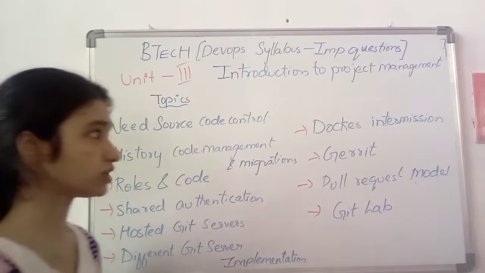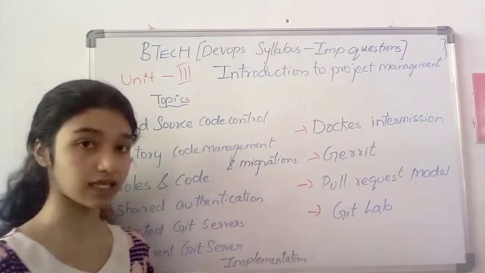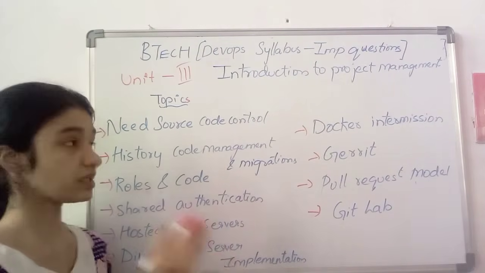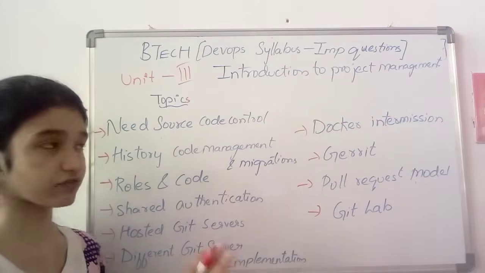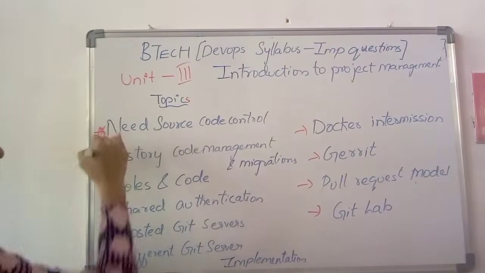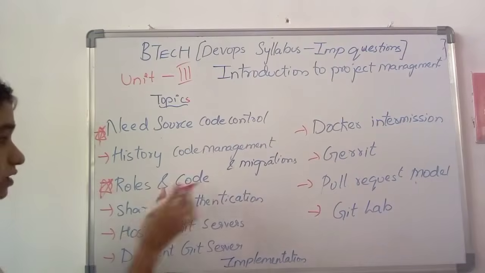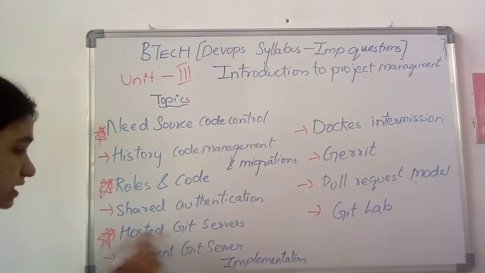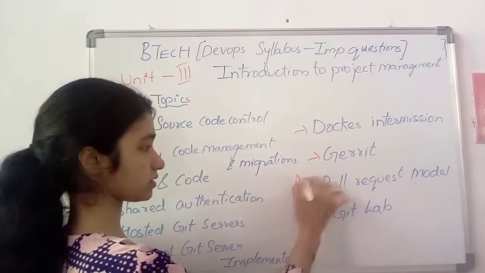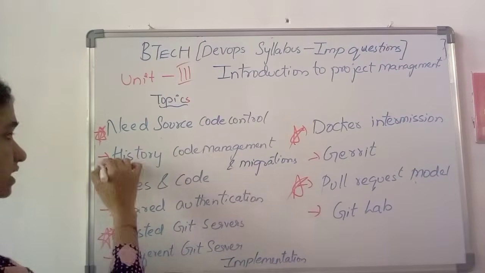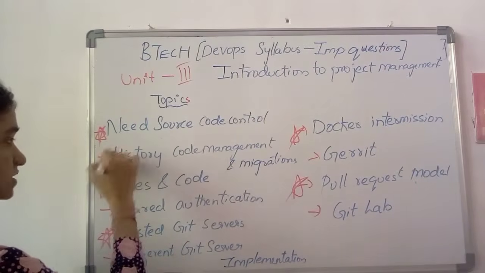About this unit, compared to the second unit, it is quite easy. In this unit, the repeated questions that we can prepare first are need for source code control, roles and code, hosted Git server, and this one. These are the topics which are most repeated, and you can prepare migration as well.